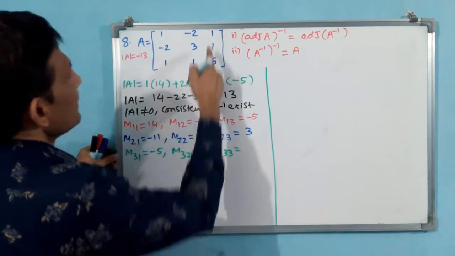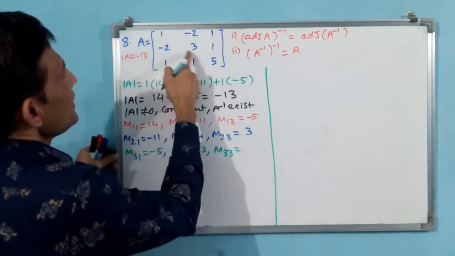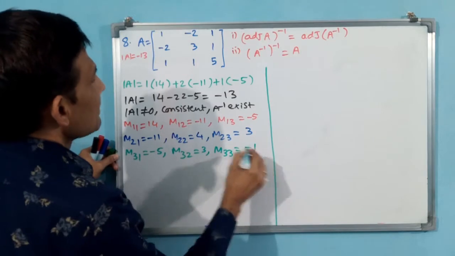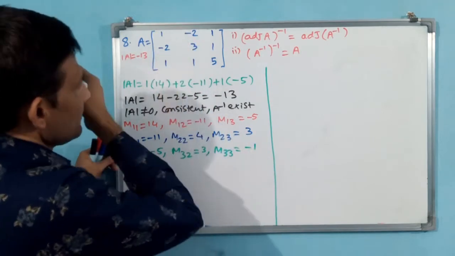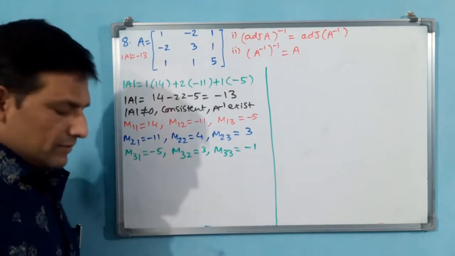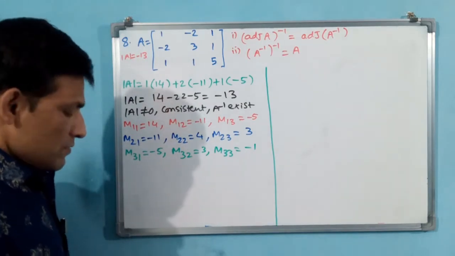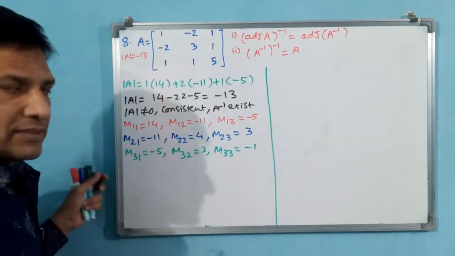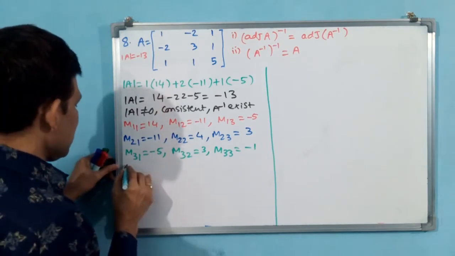M33, you see 3 minus 4, minus 1. Okay? See, now all minus we have received. What we have to do now? We have to find cofactors. Just change the symbol alternately.